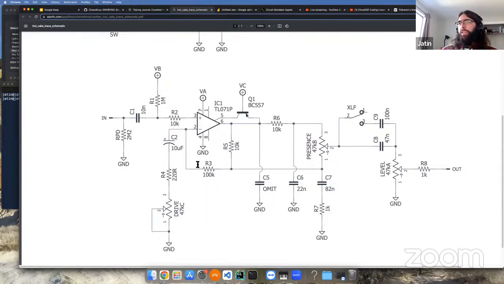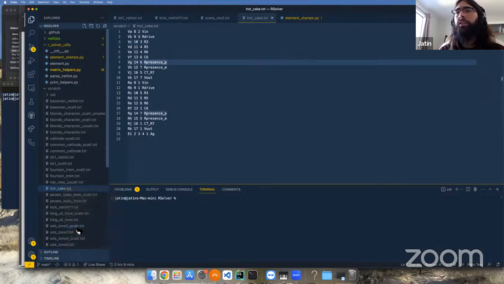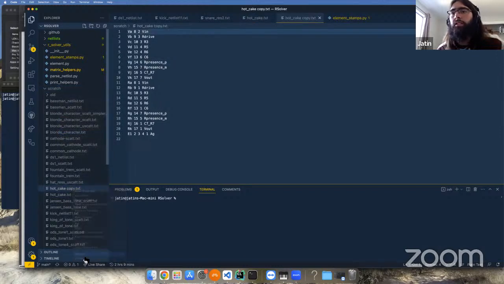Yeah, but I'm thinking that we may be able to get rid of some of the Thevenin voltage source nodes. For example, this R3 node here, right? Do we really need a voltage source and an equivalent resistance? You know what? Let's try it. I'll make a copy here just so that we don't overwrite our work. So this is hotcake. I'll call it hotcake simplify.